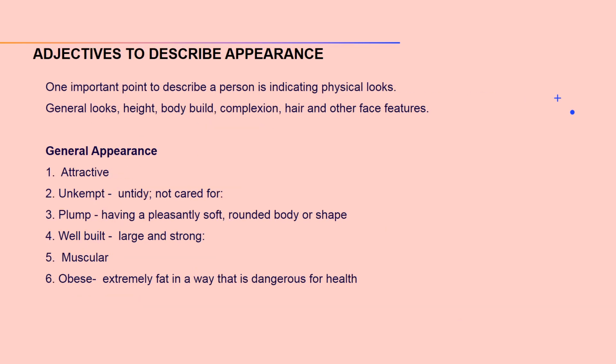Adjectives to describe appearance. One important point to describe a person is indicating physical looks: general looks, height, body build, complexion, hair, and other face features. Here are words to describe general appearance: attractive, unkempt, plump, well-built, muscular, obese.